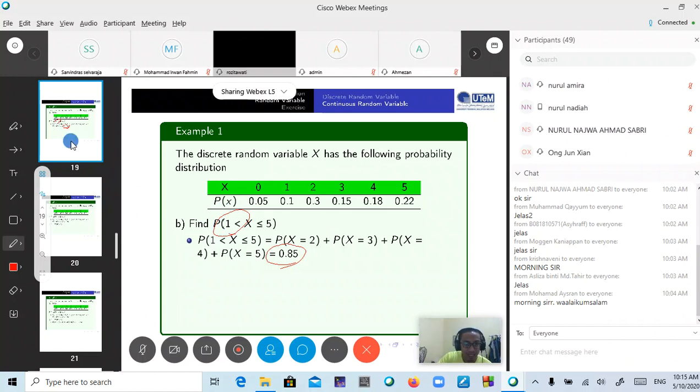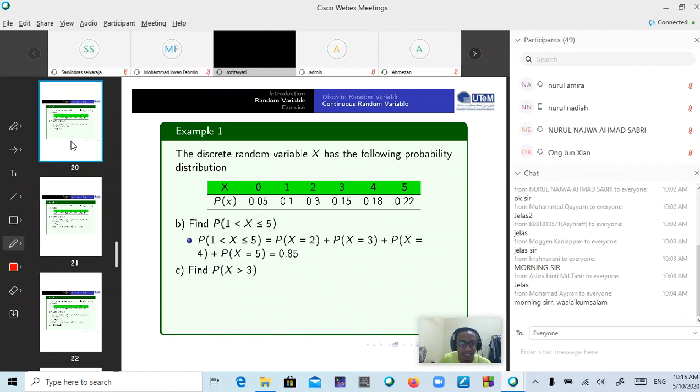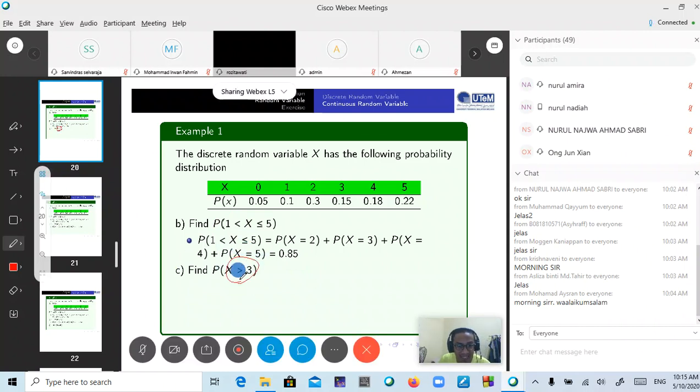That one, for example 1B. For example 1C, probability of x greater than 3. So x greater than 3 is not including 3. So you must get the 0.18 and 0.22. So you can get the answer equal to 0.4. You just get the summation of the probability of x equal to 4 and the probability of x equal to 5 only, because x is greater than 3. Okay, next.